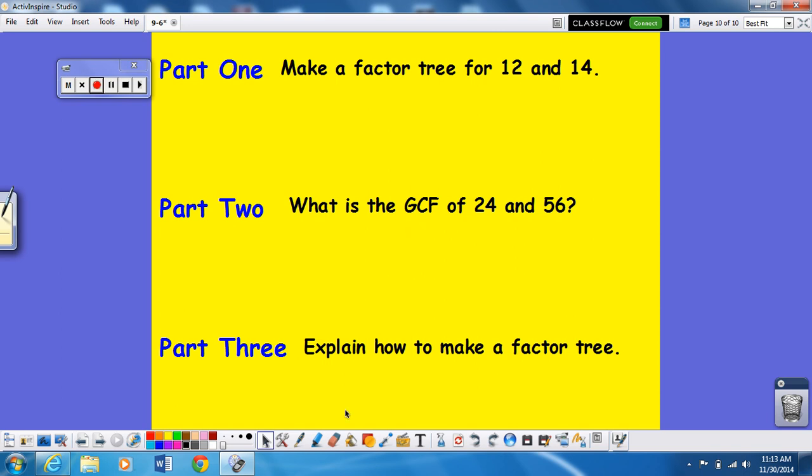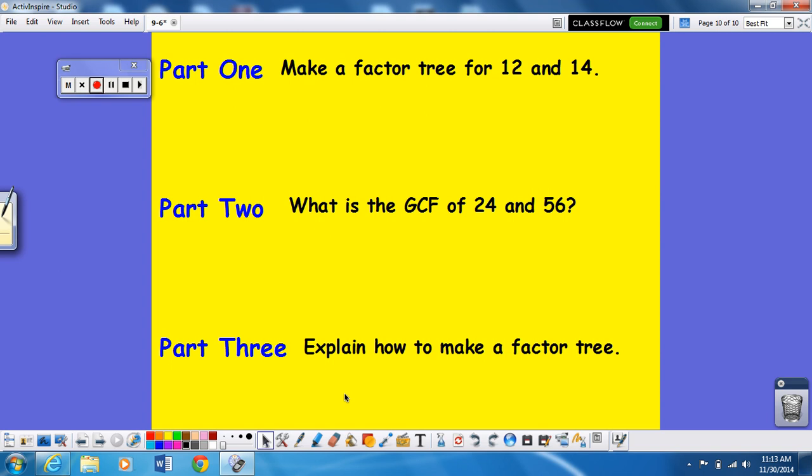And then part 3 in your notes page today, explain to me how you make a factor tree. What are the steps that you need to do? What happens at the end of a factor tree? Make sure that you explain about listing and how important it is to list the factors in a factor tree.